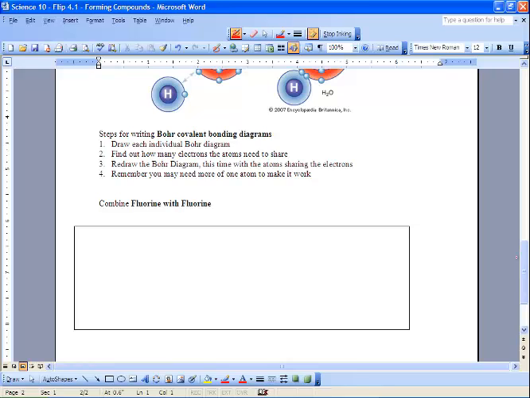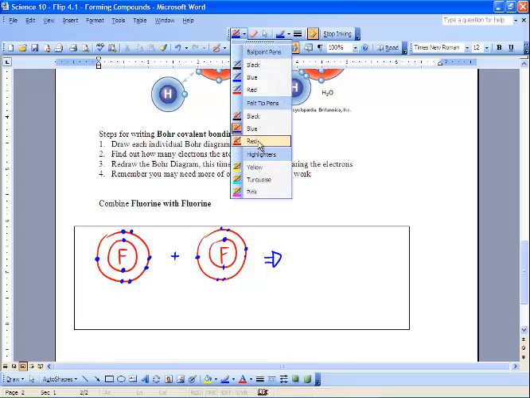So let's try fluorine and fluorine. Well, fluorine looks like this. It's got 2 shells, and it's got an electron here. 1, 2, 3, 4, 5, 6, 7, 8. And it's got 9. And finally, we're going to add another fluorine to this. And it's going to look exactly the same. And look at that. Well, they each need 1 electron to be satisfied. So therefore, they're going to share, and it's going to look like this.